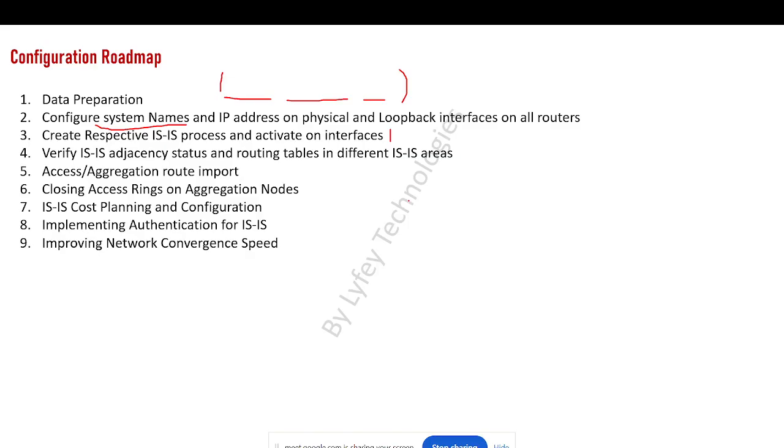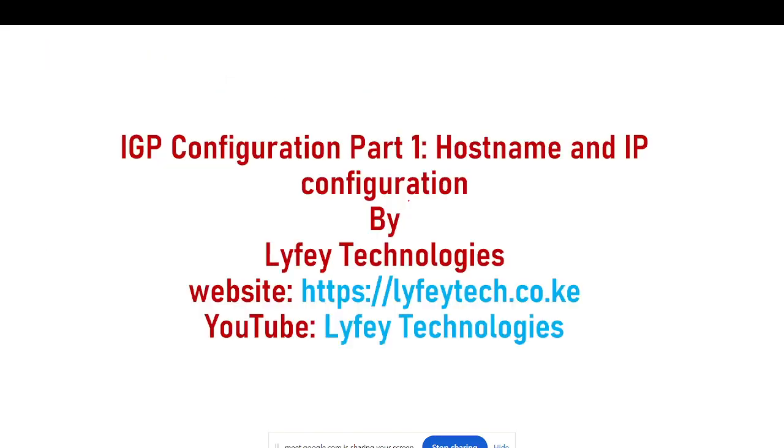So the 7th step is on ISIS cost planning and configuration. We mentioned that there are three different methods that you can use to configure the cost in our network. So we'll be demonstrating that. And then we also need to implement authentication for ISIS to ensure that we improve the network security, which we cannot ignore. And then we'll also be looking at how to improve network convergence speed. So that is the configuration roadmap.